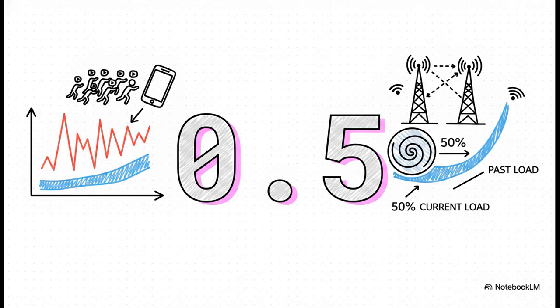If the tower reacted to every single raw spike like that, users would just be ping-ponging between towers constantly, and it would be a huge mess. So by using a 0.5 filter, the system takes 50% of the past filtered load and 50% of the current load. It beautifully smooths out the curve and prevents the whole algorithm from overreacting.